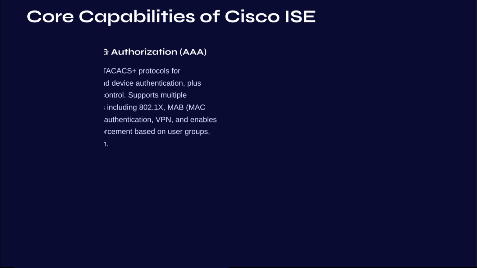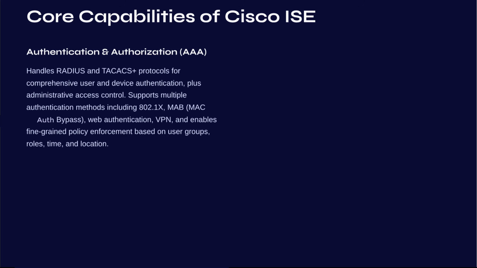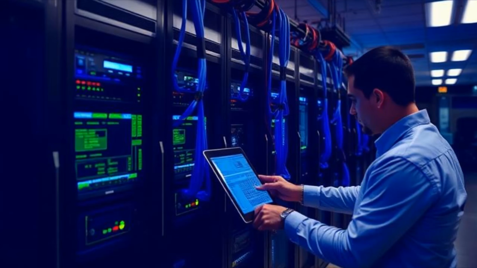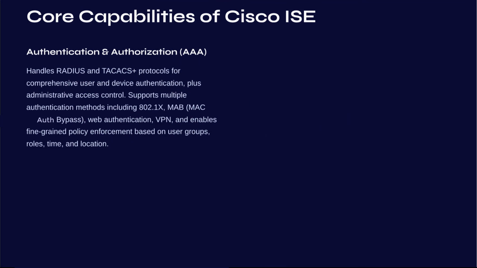So the top left one is authentication and authorization, and in brackets we call this AAA. Actually it's missing accounting, so this stands for authentication, authorization and accounting. So this handles RADIUS and TACACS protocols for comprehensive user and device authentication, plus administrative access control as well. So administrators gaining access to network devices, for example, and it supports multiple authentication methods, including 802.1X, MAB, which stands for MAC address bypass, web authentication, VPN, and it enables fine-grained policy enforcement based on user groups, roles, time and location.